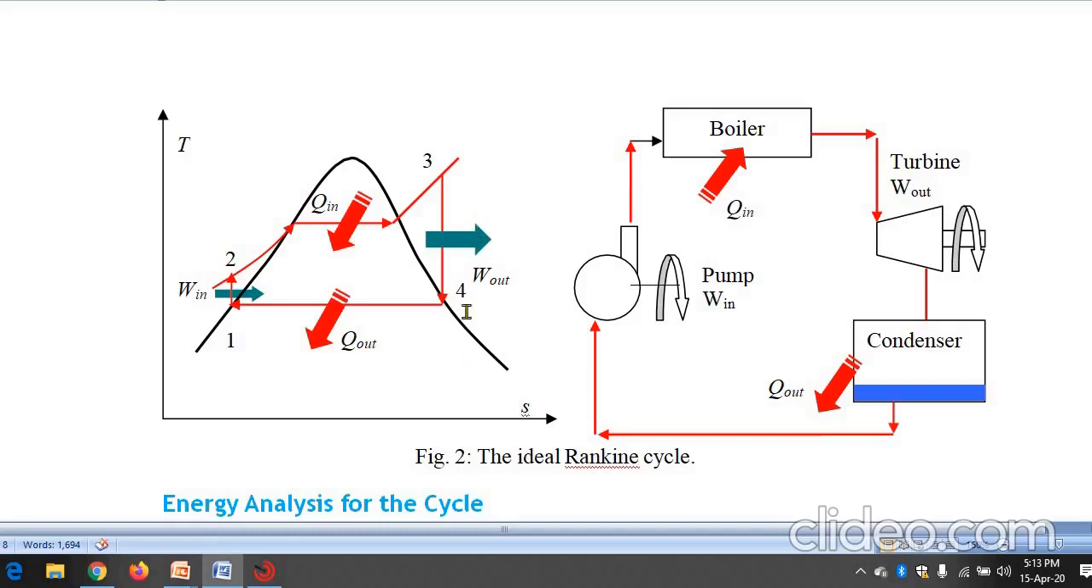At point 3, you can see it is above the vapor line. It is superheated. This is the saturated vapor line, and point 3 is superheated vapor. Now point 4 is vapor. At 4 it is entering the condenser. Now if you see 4 to 1, it is the condensation process.